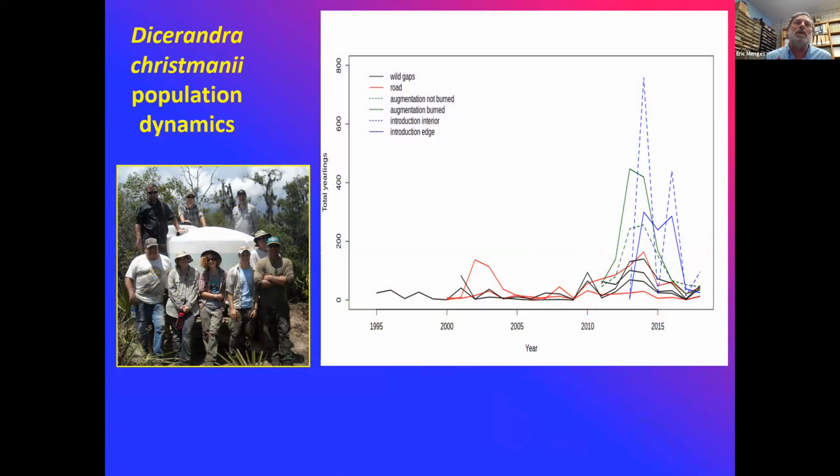More gratifying in the short run are short-lived plants like the mint Dicerandra christmanii, where we've done introductions and augmentations at properties owned by U.S. Fish and Wildlife Service. And this graph just shows number of seedlings recruited over time. These solid lines on the left are wild populations, and these lines up here are introductions and augmentations. They've just gone crazy and produced second generation and beyond. And so it looks like Dicerandra christmanii and the other Dicerandras are pretty tractable in terms of augmenting populations or creating new populations.